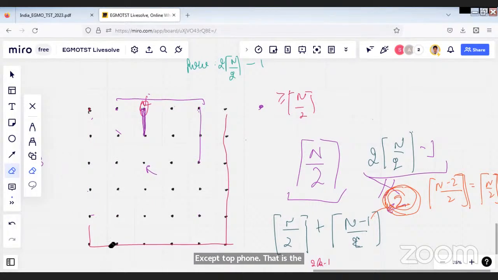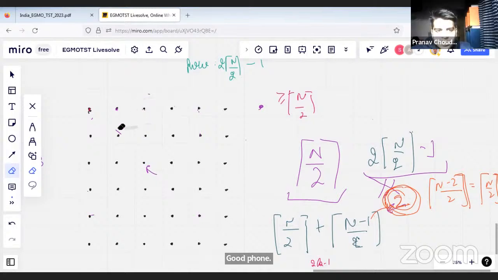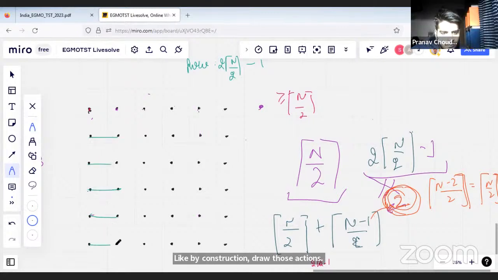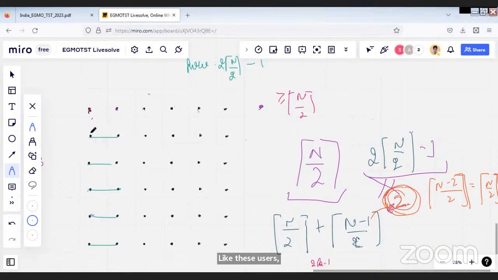Every rectangle covers at most 2 of these. Why at most 2? By construction. Draw those edges, like these edges, right? Yes, and the same thing reflected over there. Yeah, that's what I did. So you need at least n minus 1. And in case of odd, the left top corner won't be touched if you use exactly n minus 1. So you need n in that case.